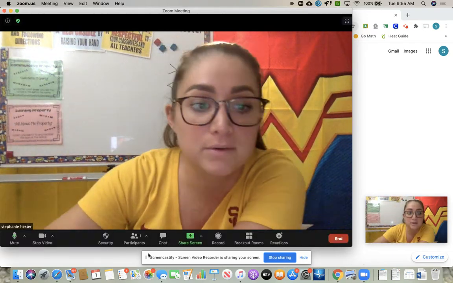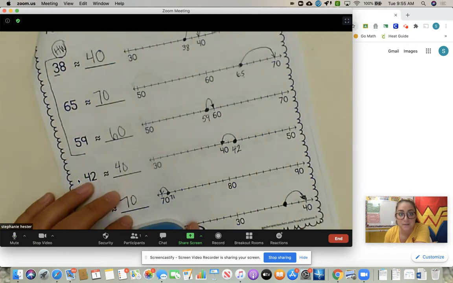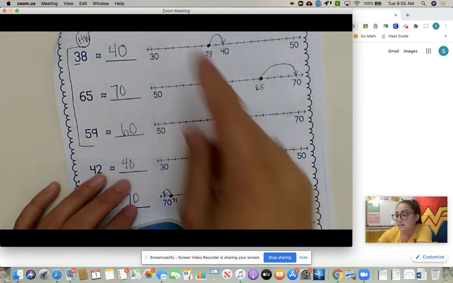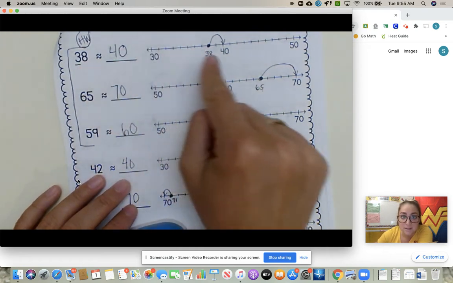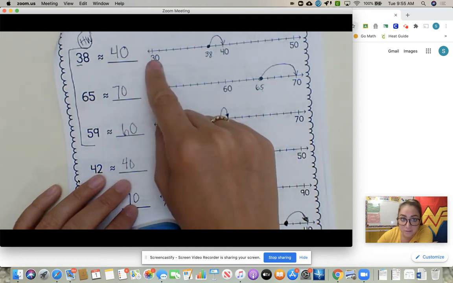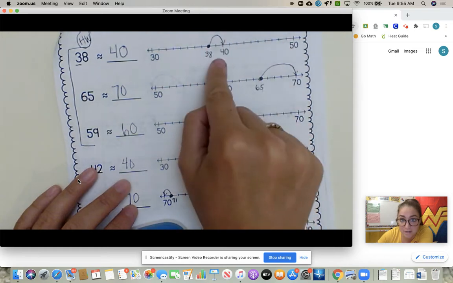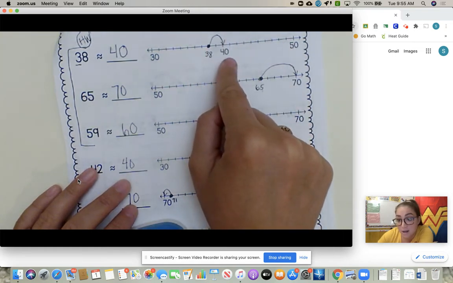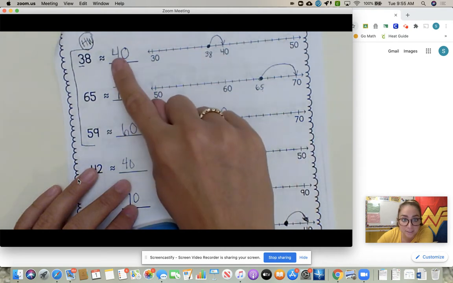together. So I'm going to go over it if you need help, and I will go over one of the problems. This homework was just rounding to the tens place. So we found 38 and we thought, okay, is 38 closer to 30 or 40? We wouldn't jump to 50 because that's a huge jump. We would never jump over one of our endpoints. So 38 rounds to 40.